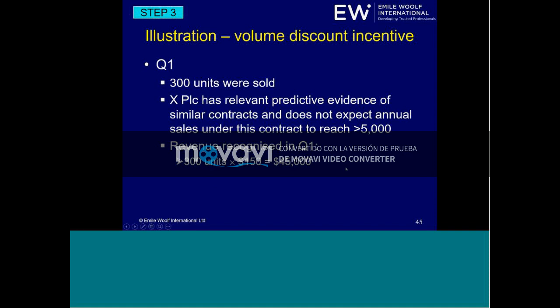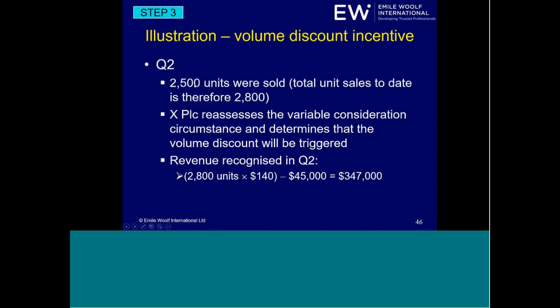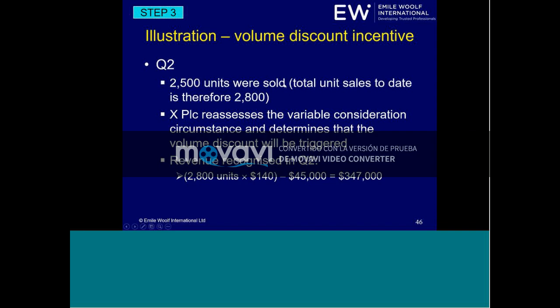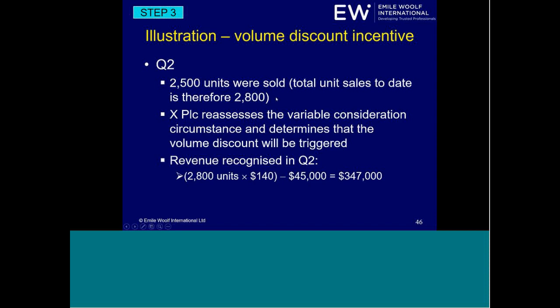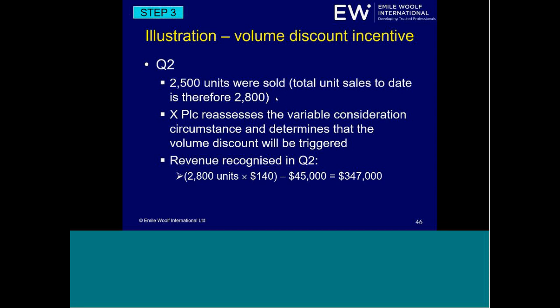In quarter two, 2,500 units were sold. So unit sales to date, that's for a half year then, is now 2,800. In your head thinking, okay, there's now quite a good chance, based on this current, relevant, predictive information, the discount will be triggered. Or recognized in quarter two, the cumulative at 140, less whatever we booked in that first period.